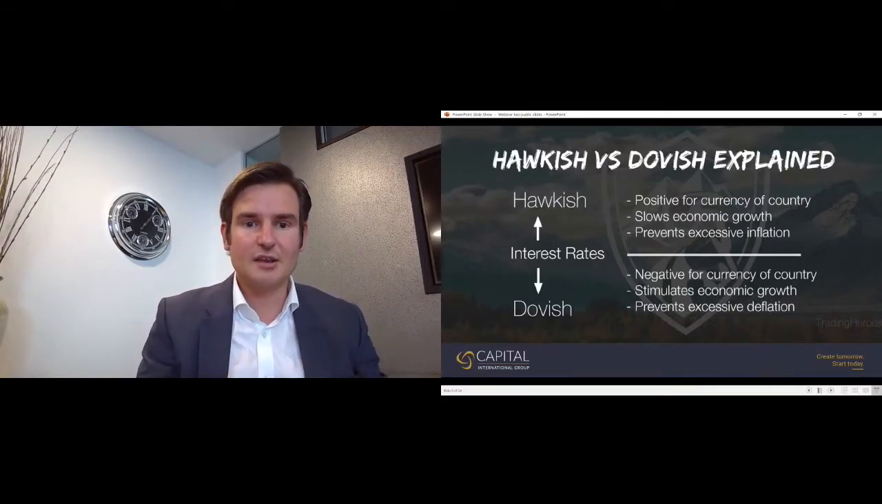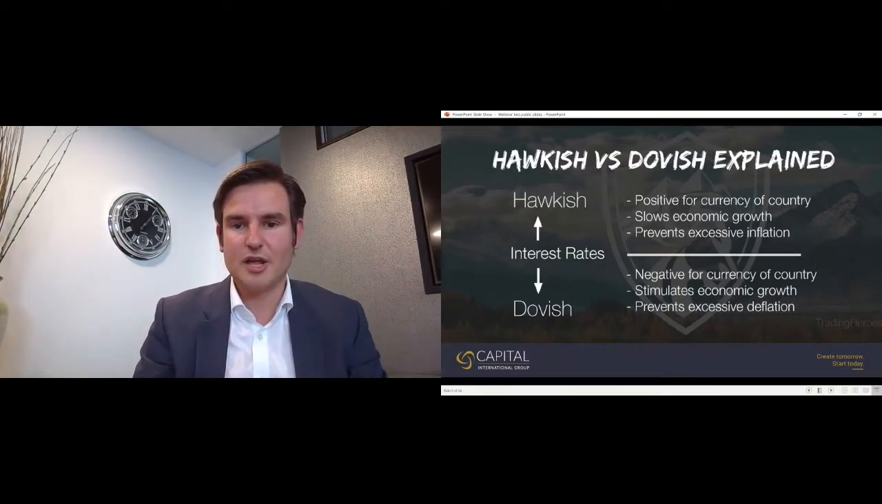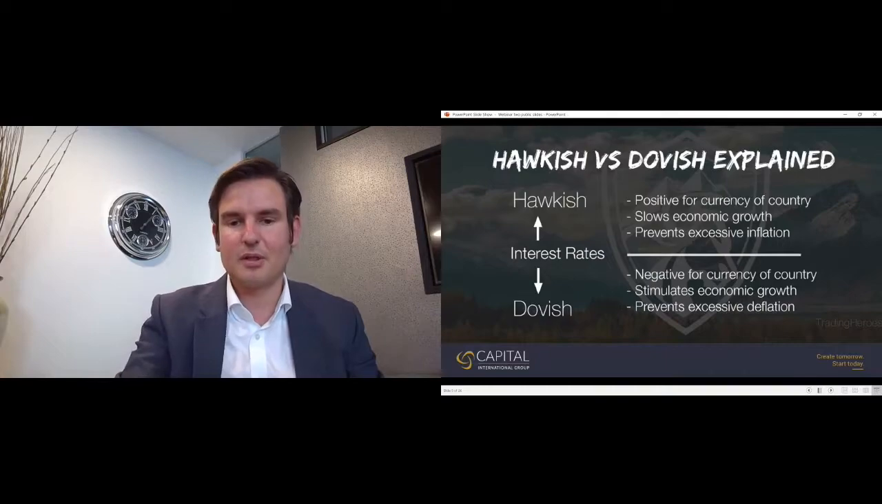So we've seen interest rates cut during 2020, and that's been a very dovish move by the Fed, and typically that's negative for the currency of a country. Typically, that action will be taken with an intention of stimulating economic growth, and typically it would prevent excessive deflation.